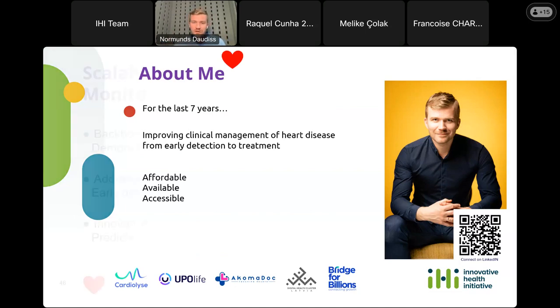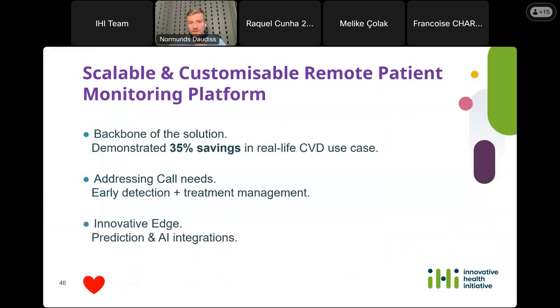Next slide, please. So the key concept, the back end of the solution, is of course the remote monitoring platform that is able to adjust and customize based on the project needs. It has already demonstrated up to 35% of savings for the CVD patient use case compared to non-use of remote monitoring. We're able to address everything starting from early screening campaigns, treatment management, as well as post-discharge with the same software solution, which also includes the patient app, clinical dashboards, as well as the doctor app for rural areas. And we're adding the innovative edge, and I'll give you a few examples. Next slide, please.